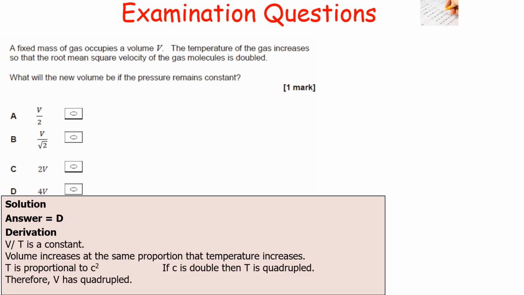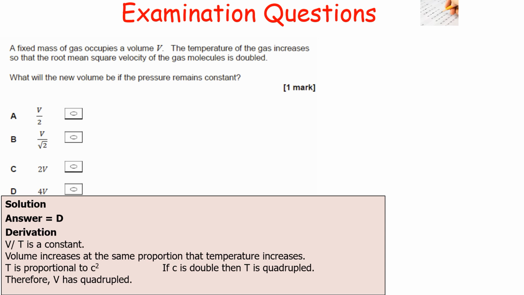Right, our answer here is going to be D, because you know that V over T is a constant. That is just an ideal gas law, or just an empirical gas law as well. So this tells us that the volume increases in the same proportion as the temperature increases. So because you know T is proportional to C squared, therefore it tells us that if C has been doubled in the question, the root mean square velocity has been doubled, therefore T is quadrupled.